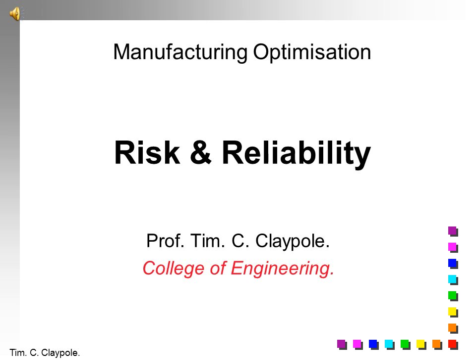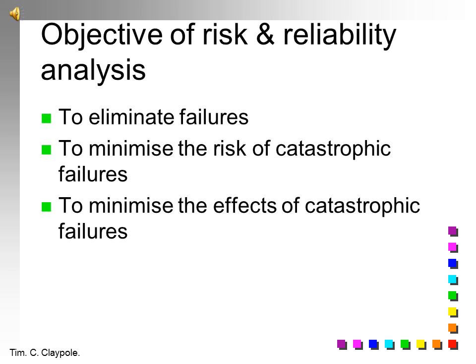The objective of this part of the course is to look at how you analyse designs and processes with a view to reducing risk and improving reliability. The objective is to eliminate failures or to reduce the risk of failures. If you do have a failure, to minimise the risk of a catastrophic effect, and also to minimise the effects of catastrophic failures of components.